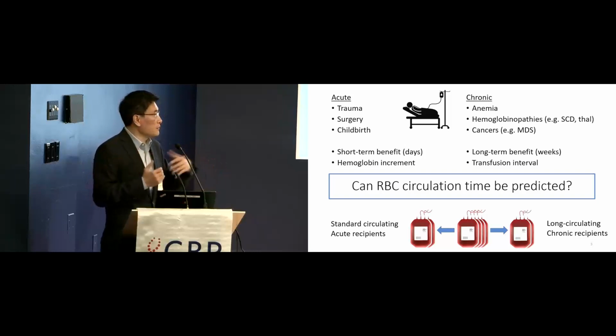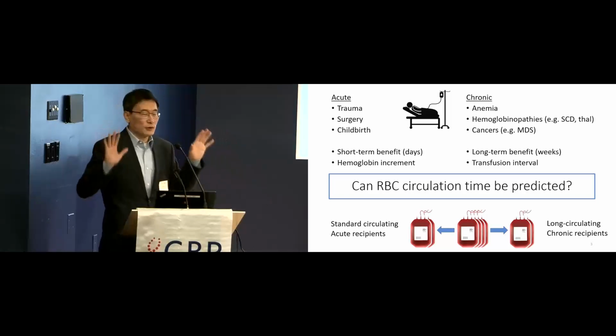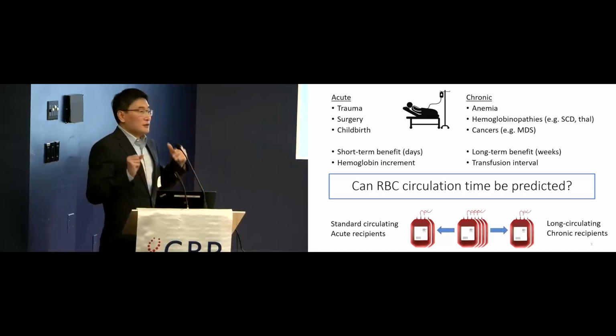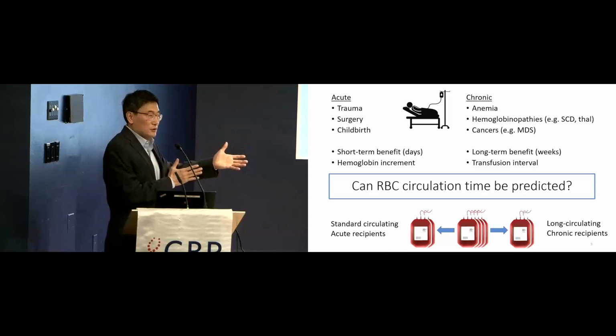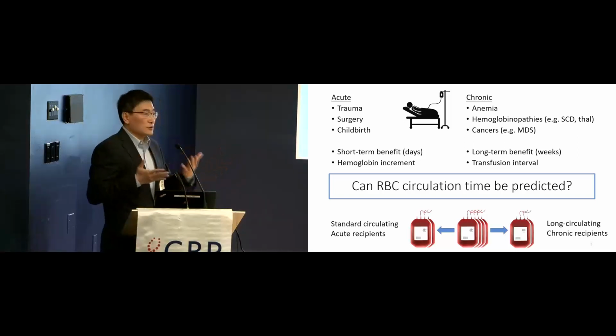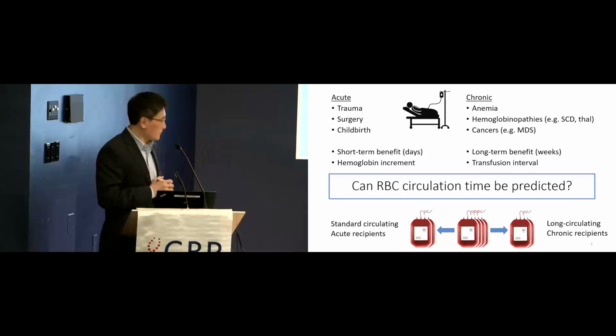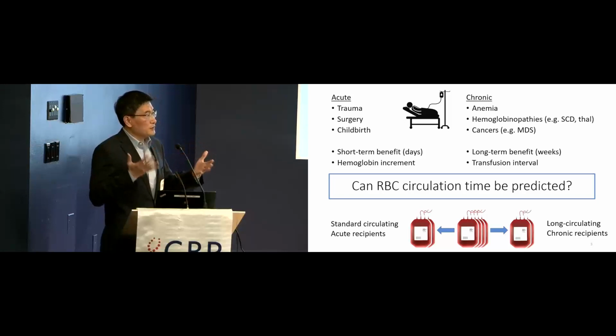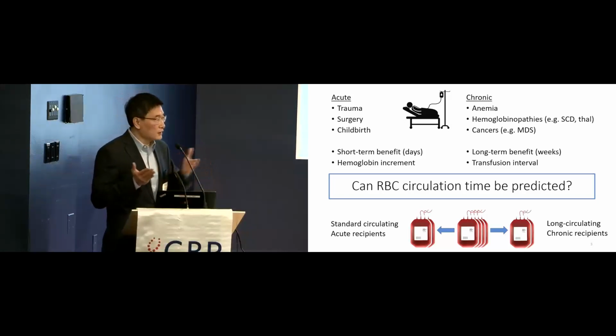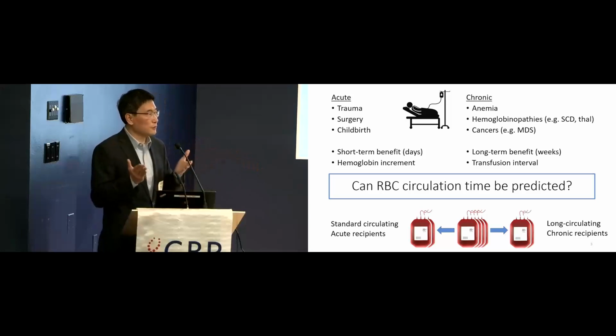If we can make this kind of differentiation between longer-circulating bags and regular circulating bags, then we can have much better outcomes for the chronic transfusion recipients, and maybe even increase the supply a little, because those people are going to require fewer transfusions. Now this begs the question: how much variability is there in the chronic transfusion recipients? Is there a lot of difference between different donors?